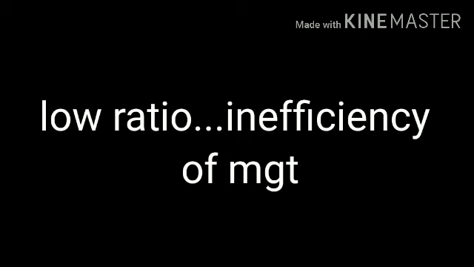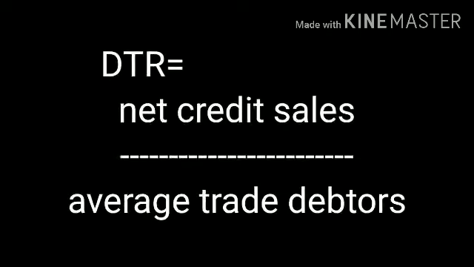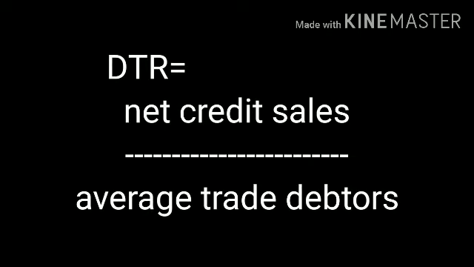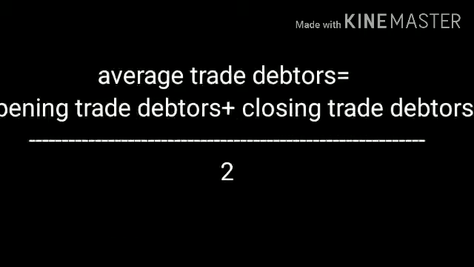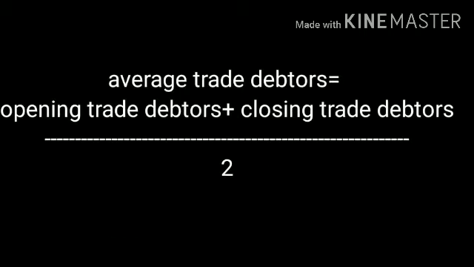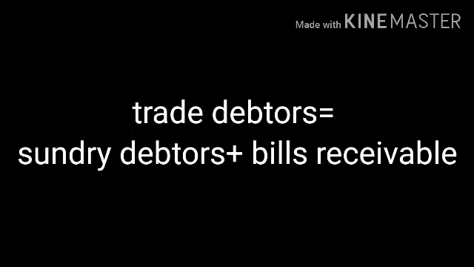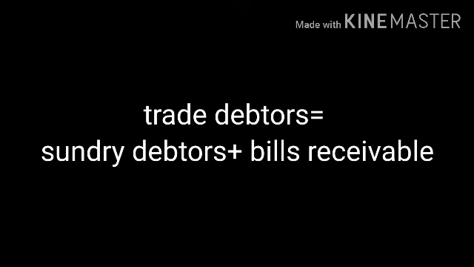The formula for calculating debtors turnover ratio is net credit sales divided by average trade debtors. Average trade debtors is equal to opening trade debtors plus closing trade debtors divided by 2. Here trade debtors is equal to sundry debtors plus bills receivable.